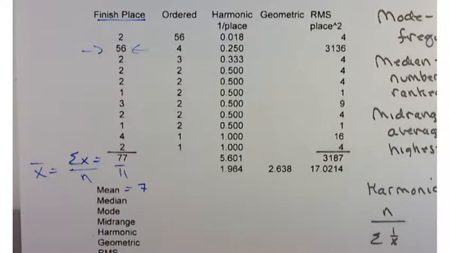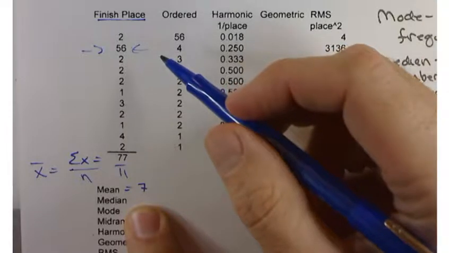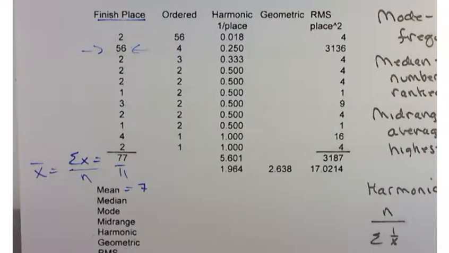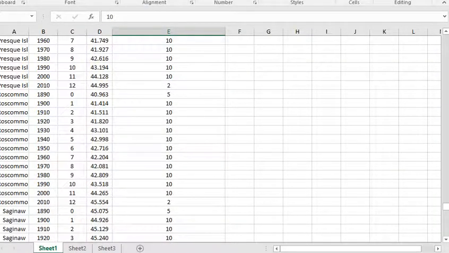56 is a huge outlier, and the problem with the mean is that it can be sensitive to these outlying values. So it'd be nice to have other ways to characterize our data, other different things to say about them. And that's what we're going to work on next. But let's practice a little bit with the mean here. Hopefully everyone has that entered into a data set.